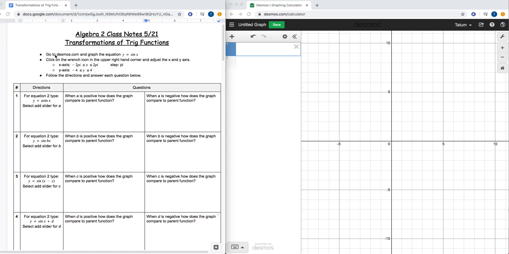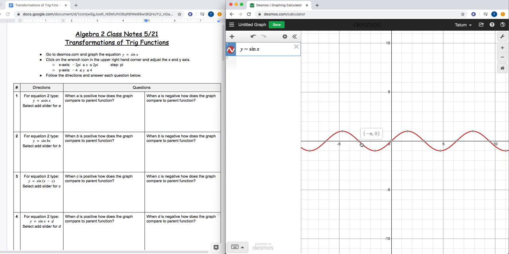Our first directions say go to Desmos.com and graph the equation y equals the sine of x. So I'm going to graph y equals the sine of x. As you can see, our periodic function, our sine function, shows up just like we normally like it. However, my axes aren't labeled by pi, in steps of pi like we normally like. To fix that, we're going to follow the next directions.